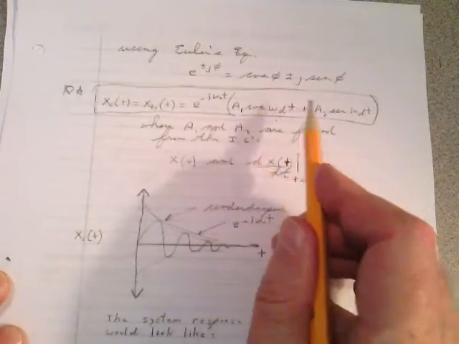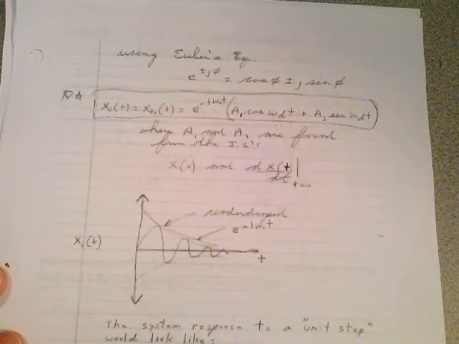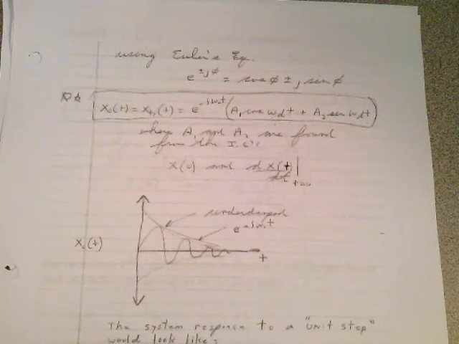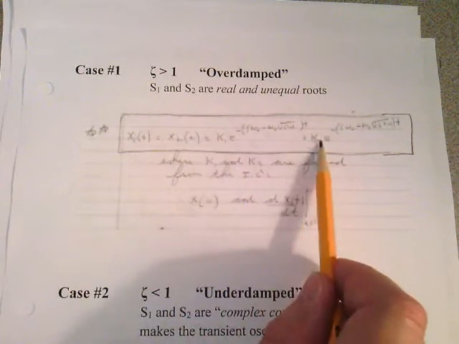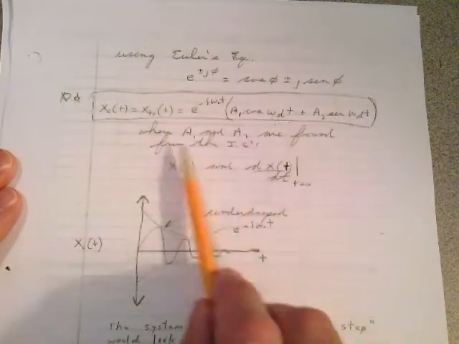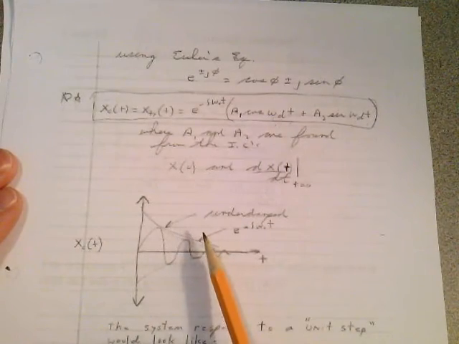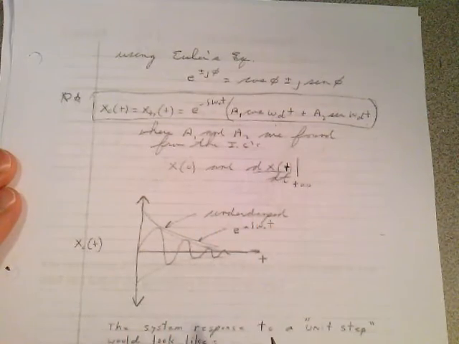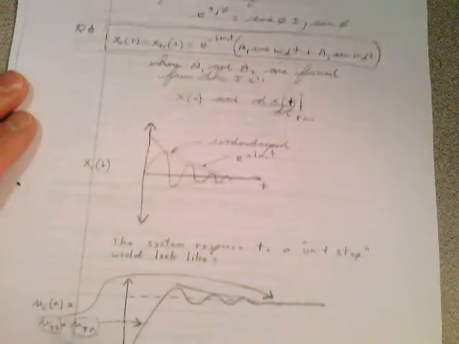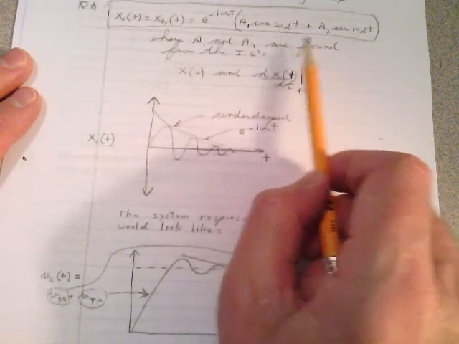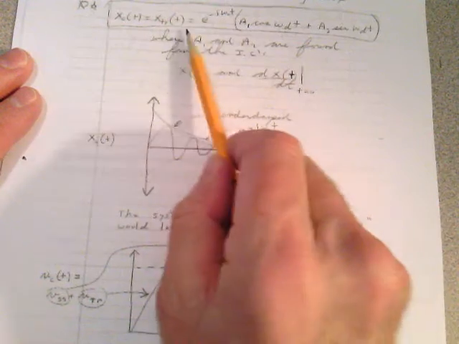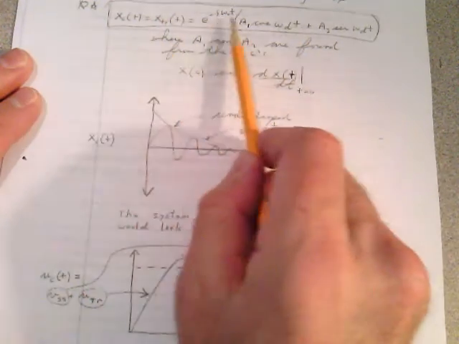Now, I'm calling this A1 and this A2. I'm not calling it K1 and K2 because the K1 and K2 terms we're strictly using for case 1, so we don't mix up values as we go. When you see a K1 and K2, that's the overdamped response, and when you look at A1 and A2, you know you're talking about the underdamped response, case 2. And again, A1 and A2 are found from the initial conditions. You use your initial conditions. That's part of the solution right there.